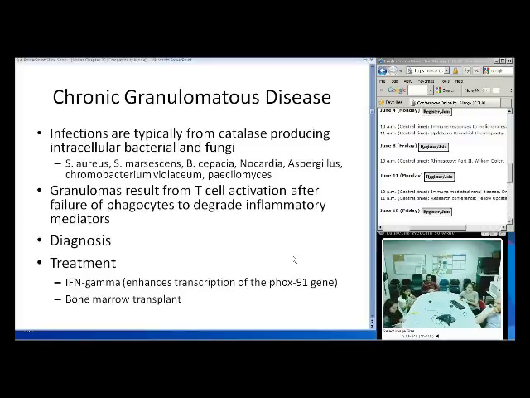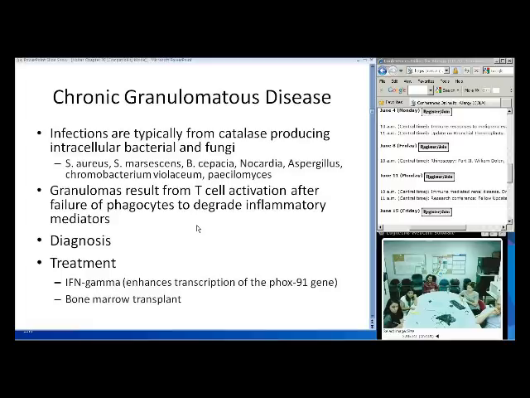So infections that are associated with CGD are typically catalase-producing intracellular bacteria and fungi, such as these listed. The granulomas, which are a quintessential phenotype of CGD, result when the T cells activate after the failure of the phagocytes to degrade the inflammatory mediators. So whenever you hit the stalemate of T cell activation and microbial degradation, you're going to get granuloma formation. Diagnosis I'm going to talk about in a second, but then treatment is possible.